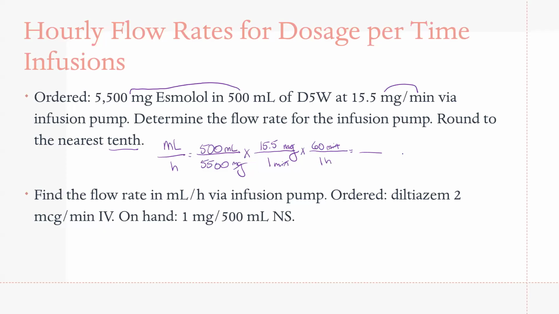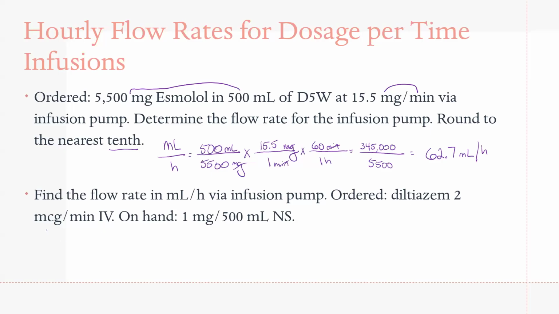Straight across the top, straight across the bottom. My top number is 345,000. And then you're going to divide and round it to the 10th. I got 62.7 milliliters per hour. And it's only rounded to the 10th because it said so. Okay. So for the next one, find the flow rate milliliters an hour.